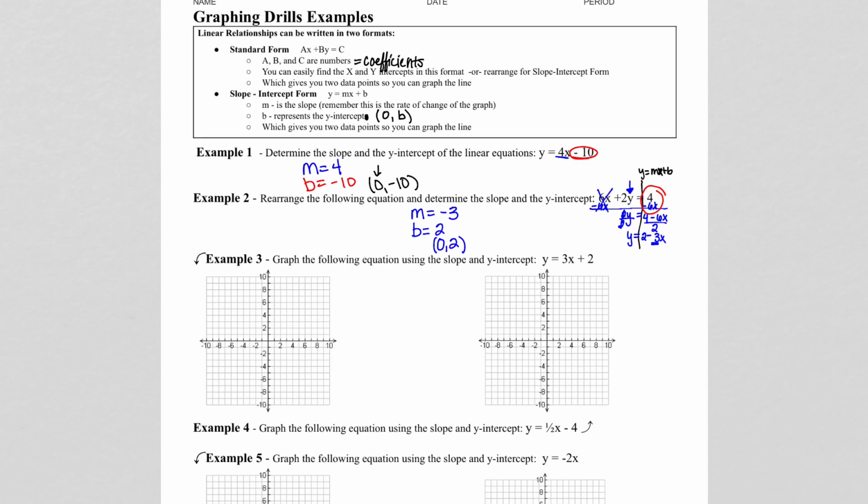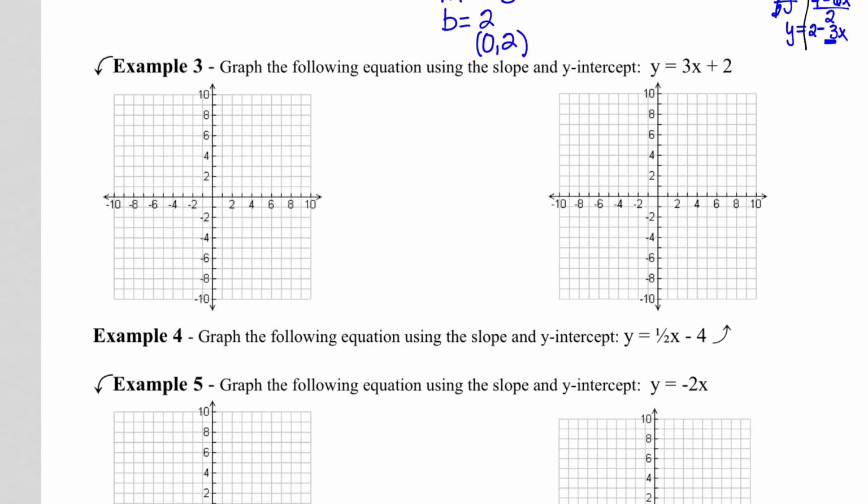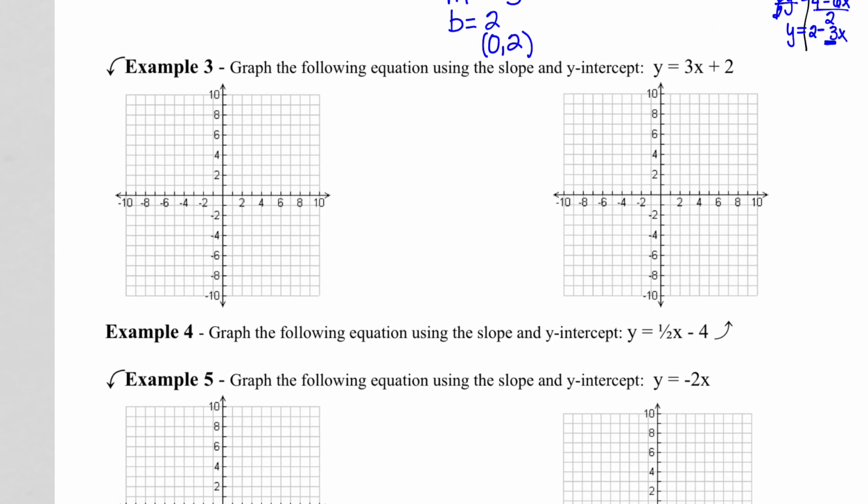So now we're going to do 2 examples of graphing. Everything else that I do not finish is homework. You can work together on this in class. I'm okay with that. Keep the volume low because I'm not there and you need to be on your best behavior. So I'm doing 3 and 4.